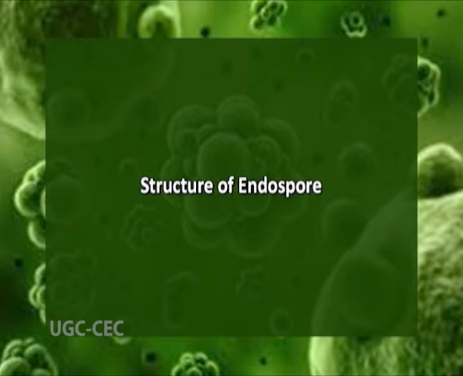Structure of endospore. Bacteria produce a single endospore internally. The spore is sometimes surrounded by a thin covering known as the exosporium, which overlies the spore coat. The cortex lies beneath the spore coat and consists of peptidoglycan. The core wall lies beneath the cortex and surrounds the protoplast or core of the endospore.